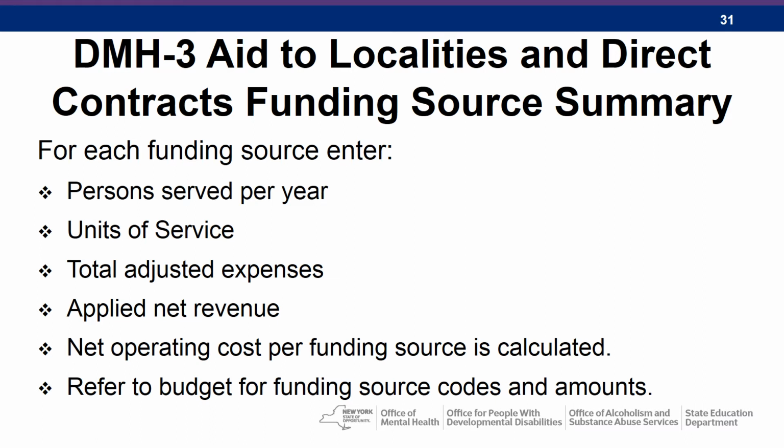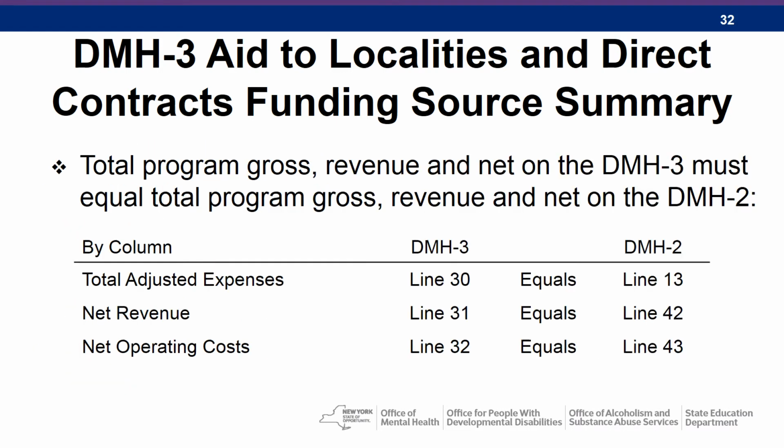For each funding source, enter person served per year, units of service, total adjusted expenses, applied net revenue, net operating cost per funding source is calculated, refer to budget for funding source codes and amounts. Total program gross revenue and net on a DMH3 must equal total program gross revenue and net on a DMH2. For submission information regarding the claiming documents, refer to Section 2 of the CFR manual. This completes the CFR training for the claiming documents.